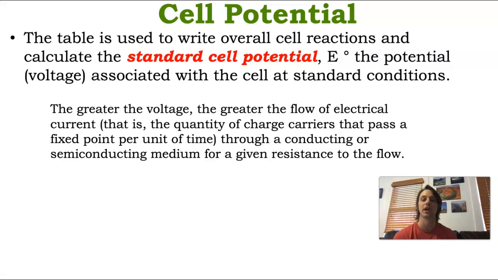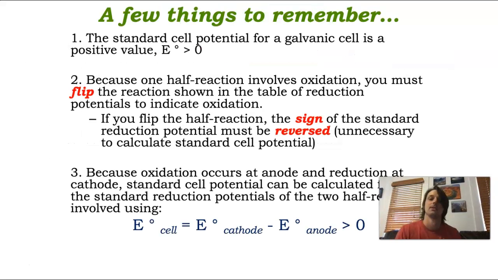Okay? So the greater the voltage, the greater the flow of electrical current, and you can see these different voltages when you buy different voltages of batteries, a 9-volt battery versus a 1.5-volt battery. Okay? So different substances create different voltages, which produce different amounts of power. Okay? So what I want us to do is learn how to calculate voltage.